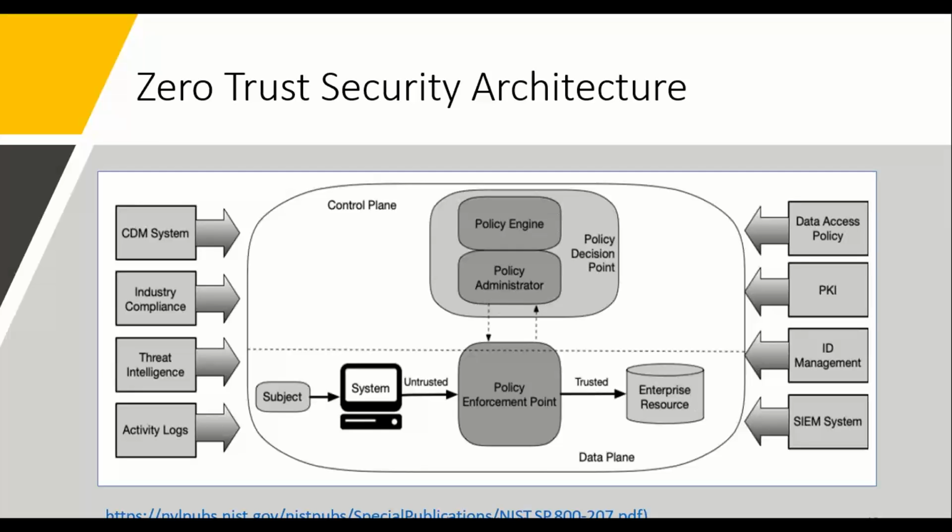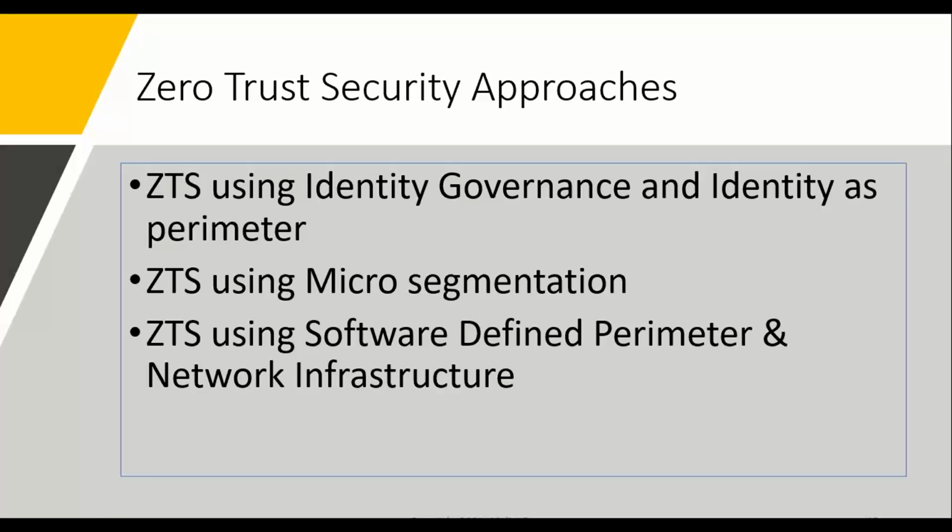So you have different policies which you enforce in your organization, especially from the access control perspective and the network perspective, so that you convert the untrusted resource to a trusted enterprise resource. So zero trust security has three approaches. You can use identity governance and identity as perimeter. So for everything that goes through, you can identify the user or the device of the user and then give access based on identity governance.